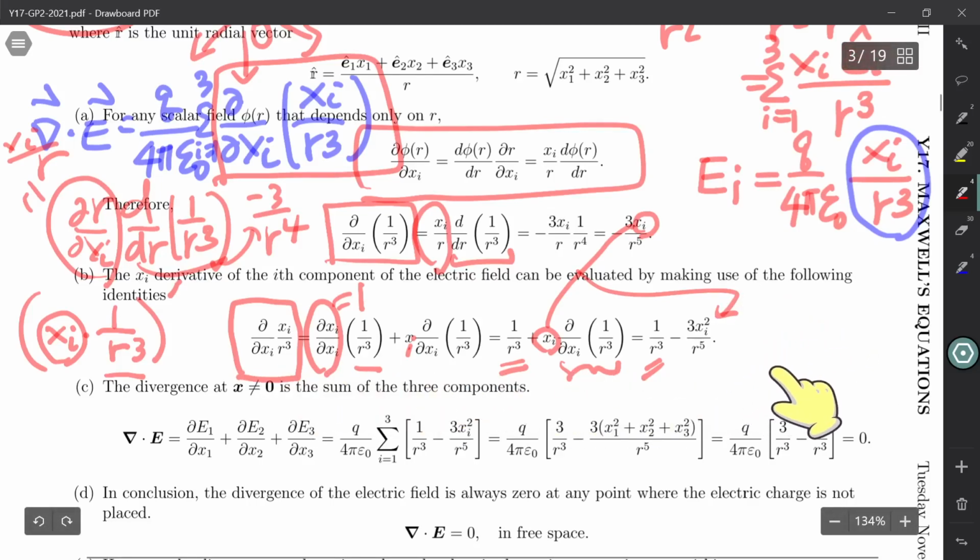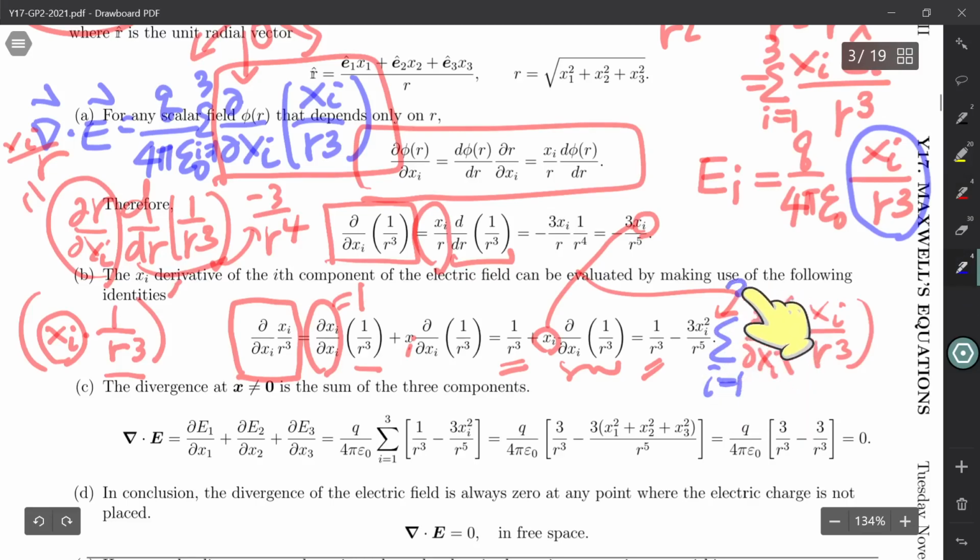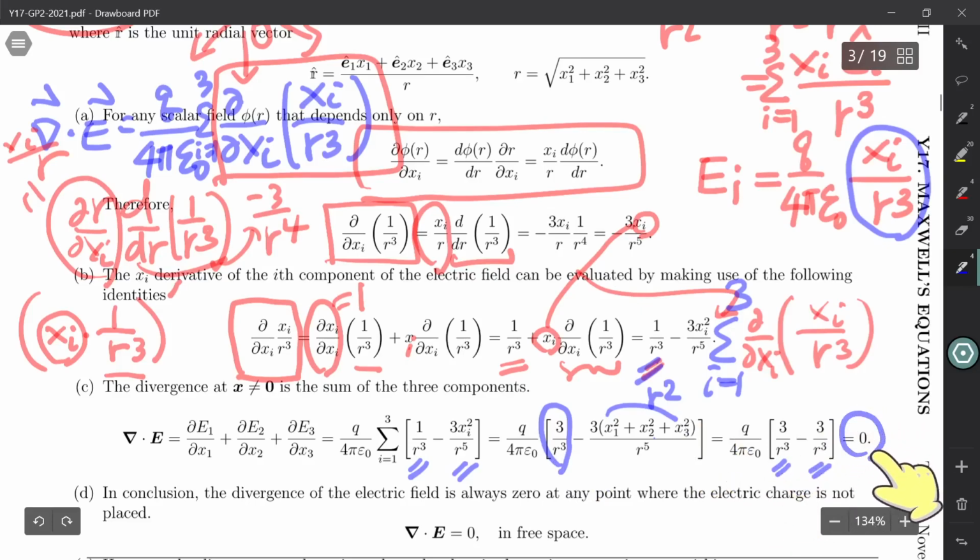We have to add these three terms, as i runs from 1 to 3. So we have 1 over r cubed and minus 3 xi squared over r to the fifth power, summed over i. And if I add the first term three times, we get 3 over r cubed, minus 3 times x1 squared plus x2 squared plus x3 squared. This one is actually r squared. Therefore, the second term in the brackets becomes 3 over r cubed. They are equal. Therefore, it is 0.